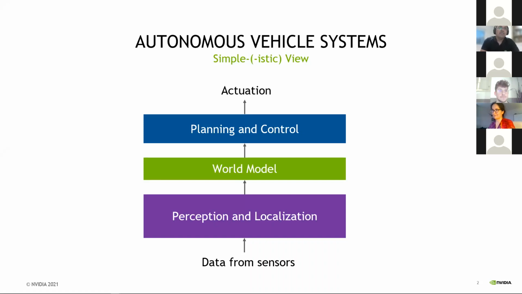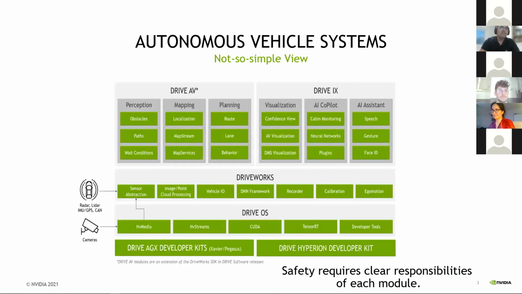In a simplistic view, an autonomous vehicle takes in data from sensors. You have a perception and a localization module, which gives you the world model, which consists of the information about all the static and dynamic objects in the scene. This goes to the planning and control, where you plan a trajectory, and then you have your actuation coming out of this system. But if you look closely, this is not that simple. You have several components interacting with each other, and especially for safety, we require clear responsibilities of each module involved in the stack.